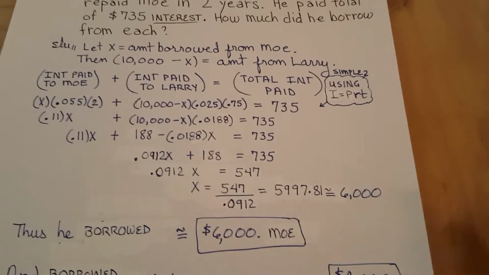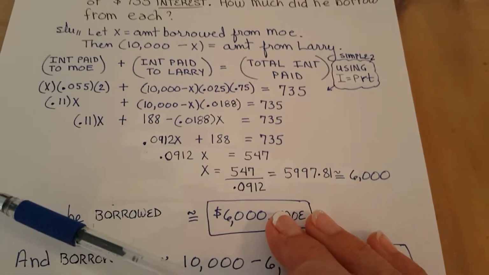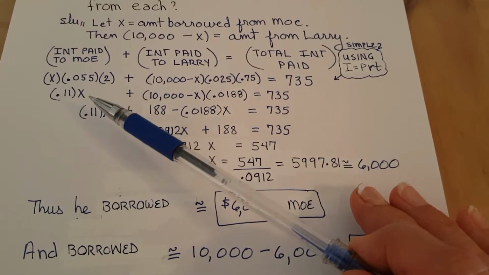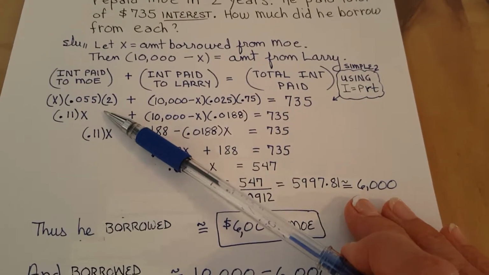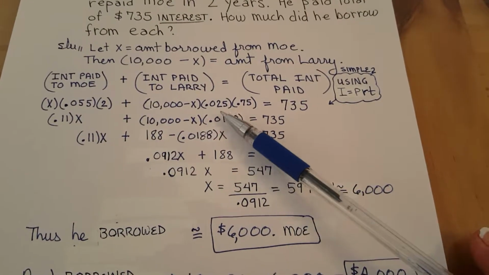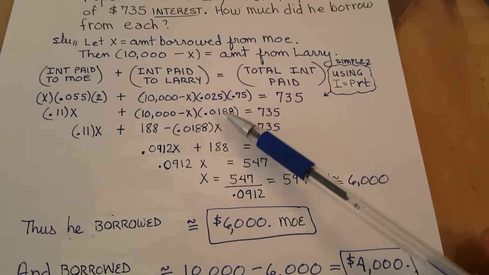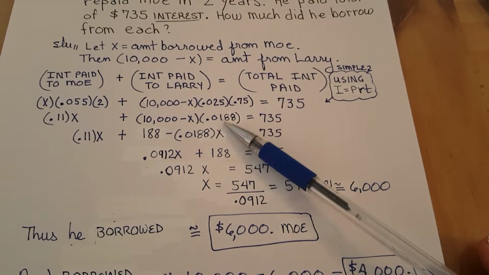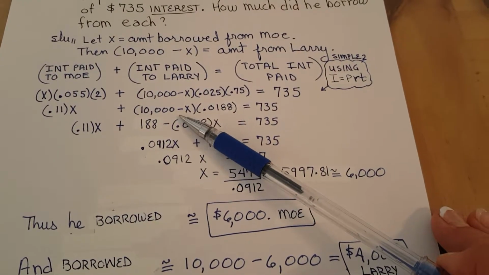So on the next line right here, I'm going to simplify. Now I could try to get rid of the decimals, but I think I'm just going to work with them and I'll use a calculator while I'm doing it because it's just homework type of a problem. So we have 0.055 times 2, which is 0.11. So it's 0.11 times x. Over here, I'm going to multiply the 0.025 and the 0.75 to get a total of 0.01875, which I will be distributing the multiplication across 10,000 minus x in the next step.